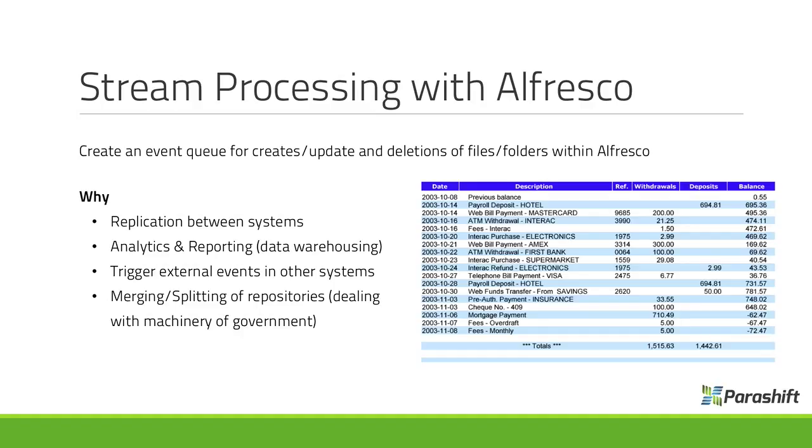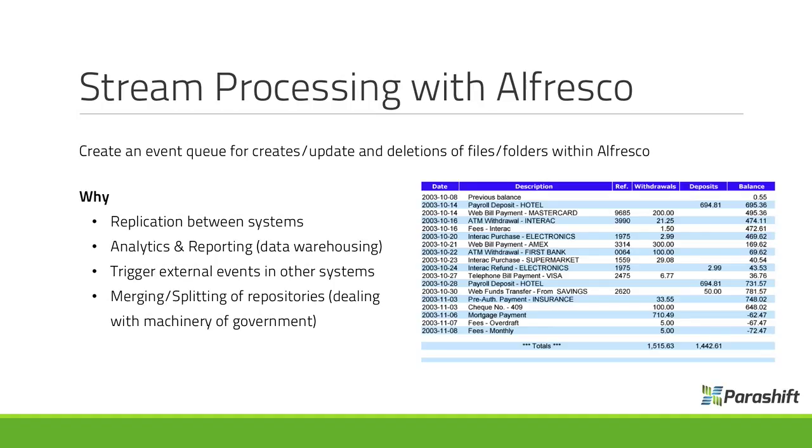If you think about a bank statement, which we've got here on the right, you've got your credits and your debits, and then you've got your total amount at the bottom. But your total amount is actually just the sum of all parts that came before it. And Alfresco as a repository is the same thing. We can actually use this property to integrate with external systems.